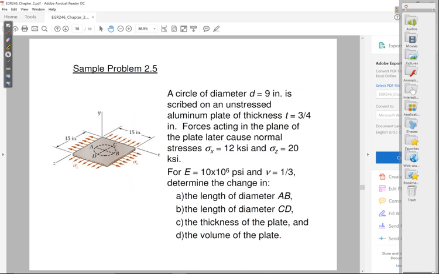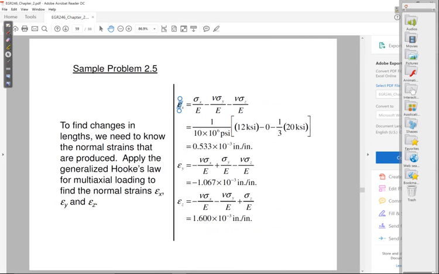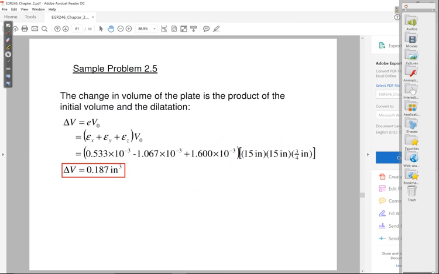We had already found our three strains. Okay? Epsilon x, epsilon y, epsilon z. So what that means is we just need to take those three strains, add them together to get the dilatation, and then multiply by the original volume. That's 15 inches times 15 inches times 3/4 of an inch. And that will give us our change in volume. Okay, so that's a nice little shortcut for finding the change in volume.